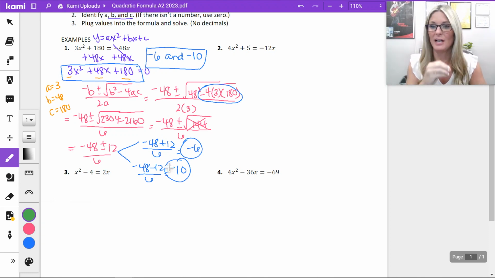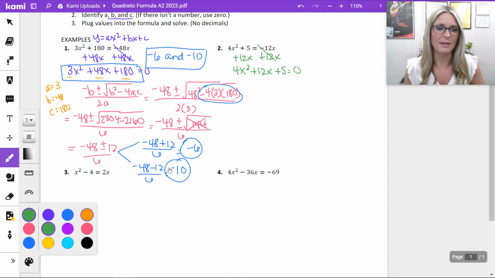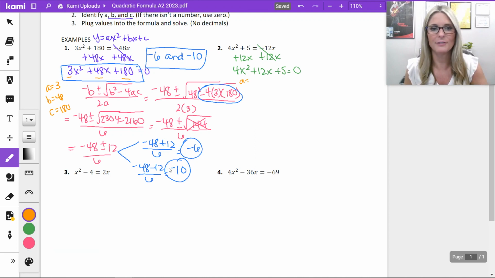Again, number 2 is not set equal to 0 yet, so I'm going to add 12x to both sides. So I can write it in that standard form, 4x squared plus 12x plus 5 equals 0. Now I can identify my a, b, and c values. We've got 4 is going to be our a, 12 is b, and c is 5.